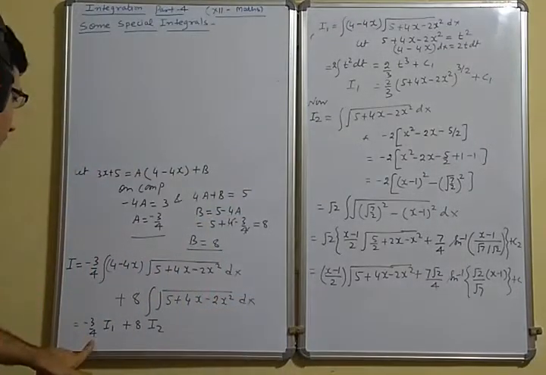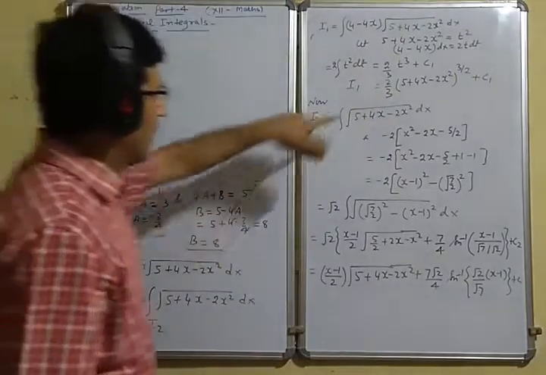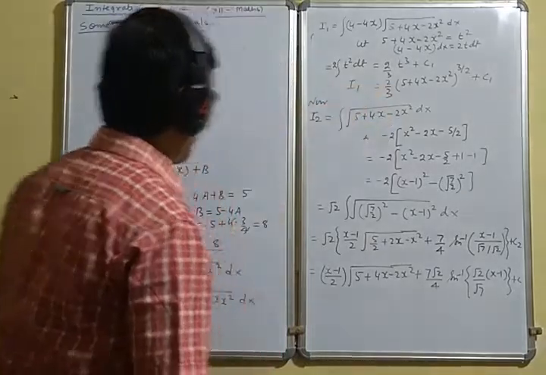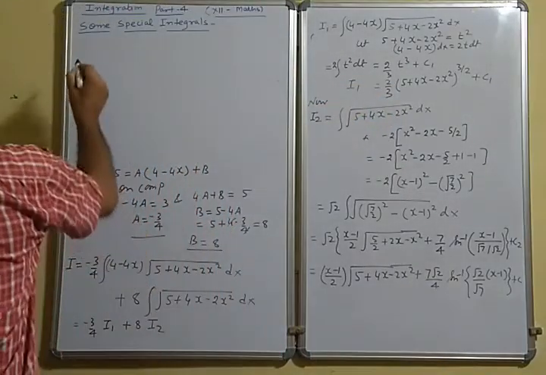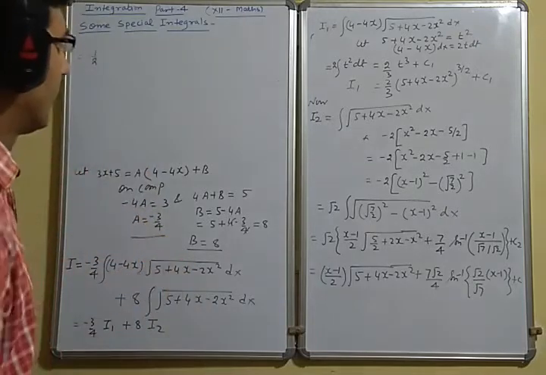Add these two. Minus 3 by 4 I1. So minus 3 by 4, 3 cancels out, 2 cancels out. Minus 1 by 2. So here you will get minus 1 by 2.